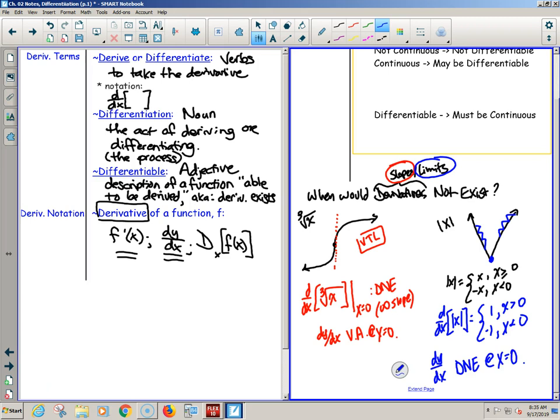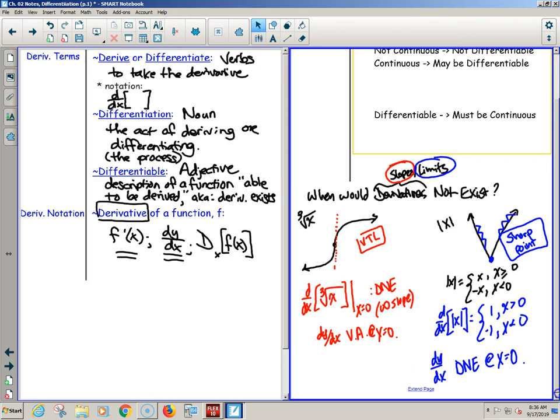This one was a VTL, a vertical tangent line. This one was a sharp point. Whenever you have a sharp point on a graph, the derivative does not exist because from one direction it's saying one thing, from another direction it's saying another thing, and because of the limit definition of a derivative, even if the math seems to give you an answer, it's wrong.